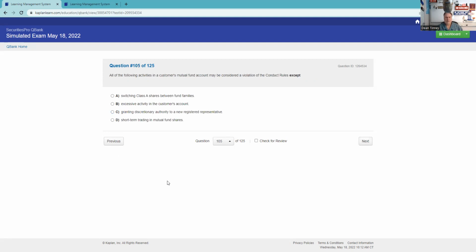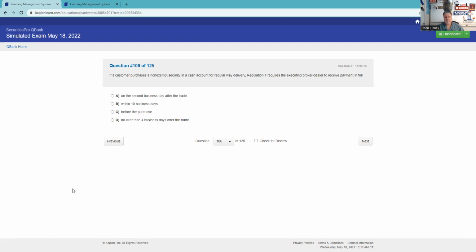All the following activities in a customer's mutual fund may be considered a violation of the conduct rules, except switching A shares between fund families. That sounds like it's a problem. Excessive activity sounds like a problem. Granting discretionary authority to a new rep. I mean, that might not be smart, but that doesn't sound like a problem. Short-term trading, yeah, C seems like the one that's not a problem. These are called the code of conduct rules. You definitely should know you're not supposed to do breakpoint sales. You're not supposed to sell dividends.